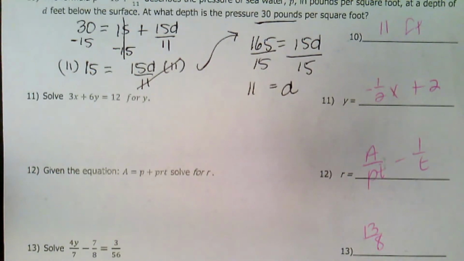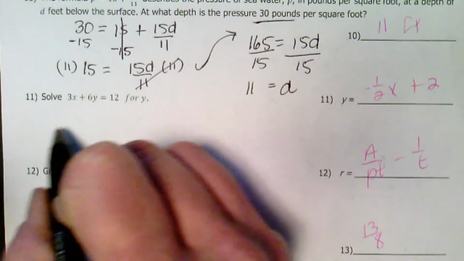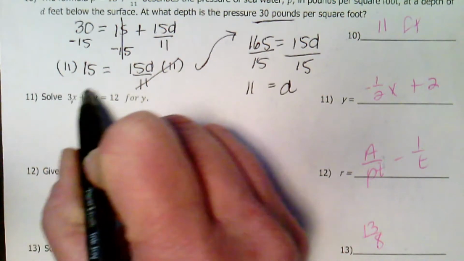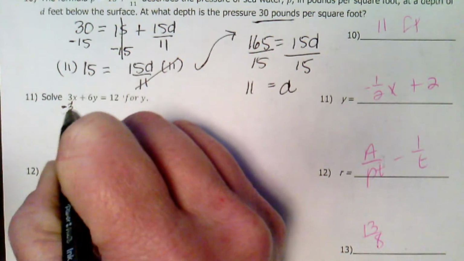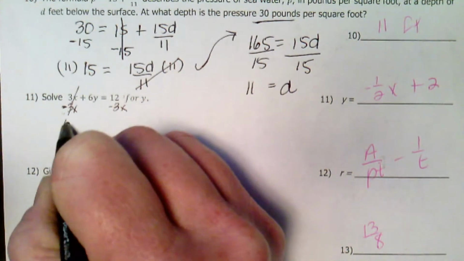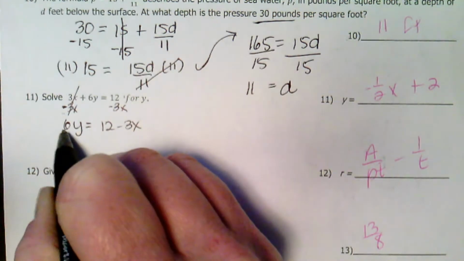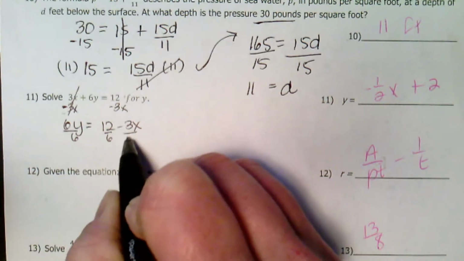Number 11 is solving for a variable. So 3x plus 6y equals 12. We're trying to figure out what y would be. So we're going to put this on this side, which means there's minus 3x from both sides. That gets rid of that. And then we're going to divide everything by 6.